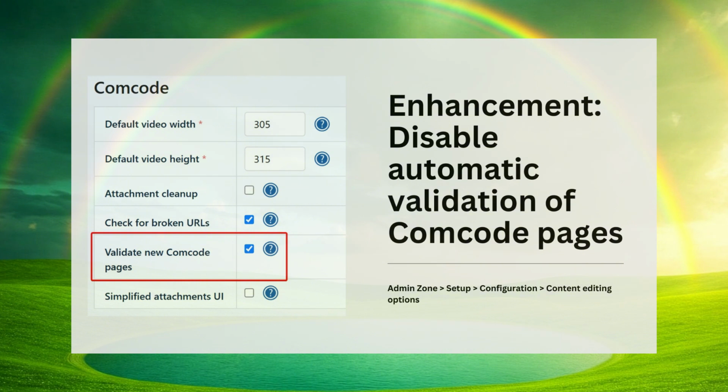And you might not be using the traditional user interface to create comcode pages. Maybe you're using a Git repository or a source control system. Or you're just simply creating text files with your text editor. In any case, there is now a new option located under the admin zone, setup, configuration, content editing options, called Validate New Comcode Pages. It is ticked by default, but if you untick it, then any new comcode pages discovered will not be automatically validated.